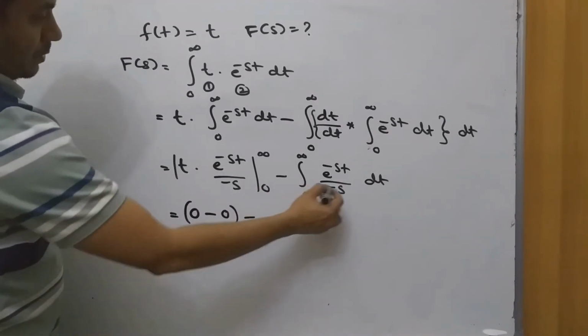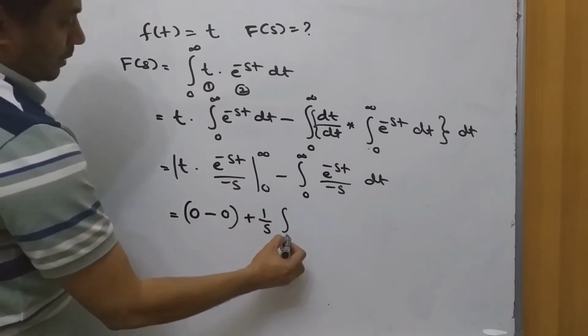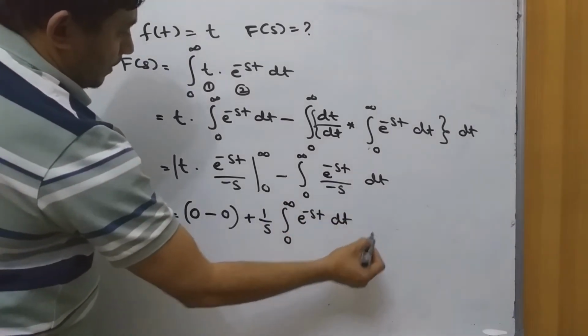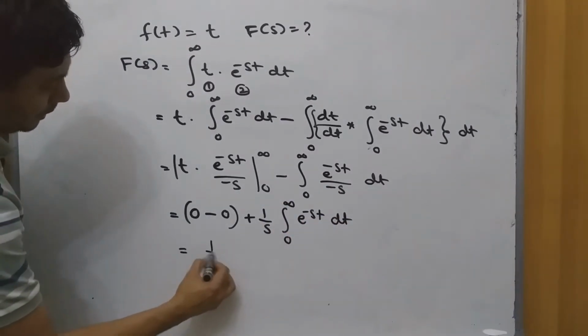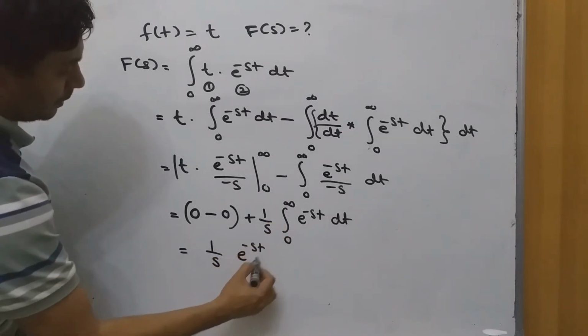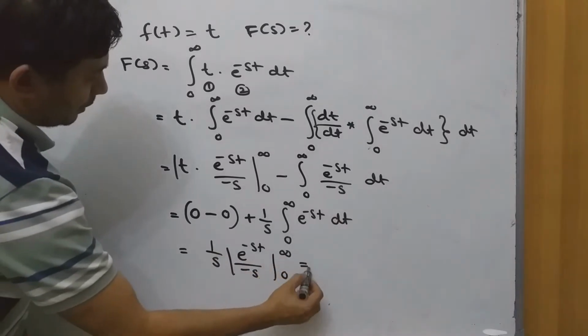And if you take this minus s out, we'll have 1 by s, integration 0 to infinity e raised to minus st dt. Then this can be written further as 1 by s into, if you integrate this term again, e raised to minus st divided by minus s within the limit 0 to infinity.